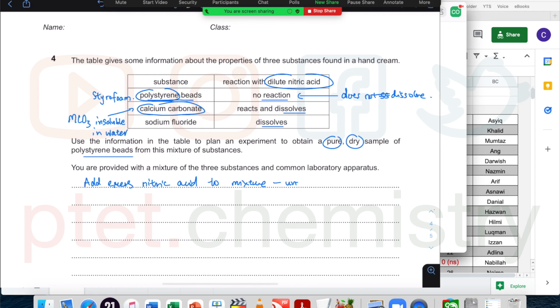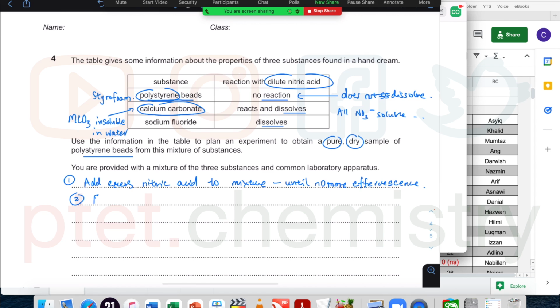This is until effervescence stops, normal bubbling. If you don't like the word effervescence, well, you have to like it because it is the term stated in the test for carbonate. So this is to ensure all the carbonate reacts. When all the carbonate reacts, you get calcium nitrate. All nitrates are soluble in water.